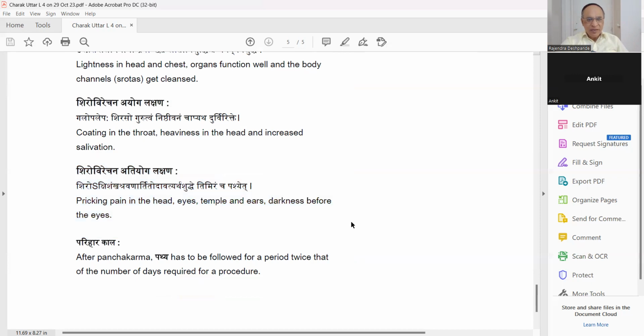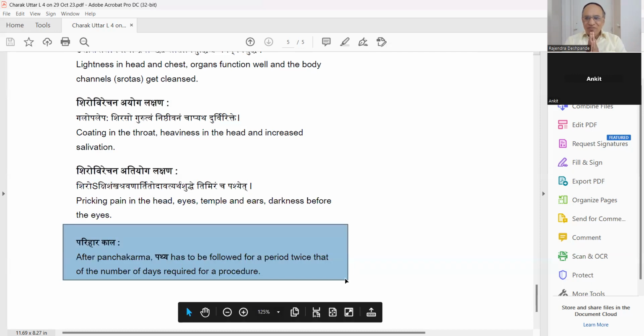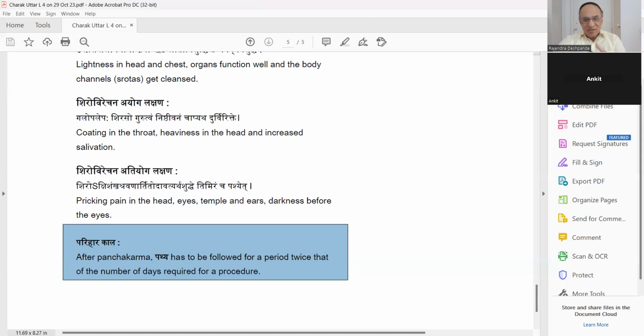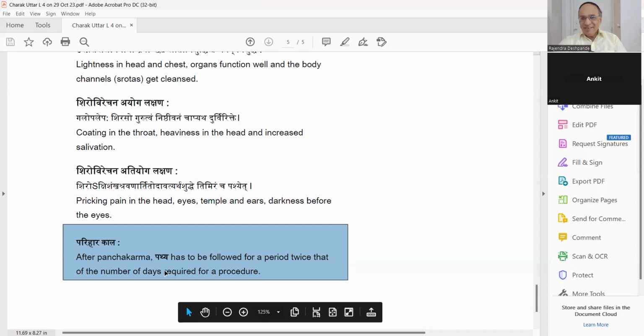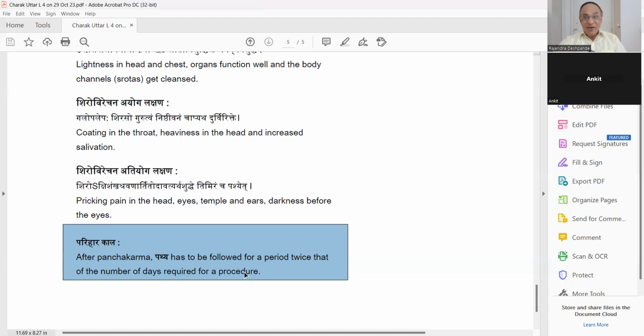And next point is Parihara Kala. Will you please write down this word, Parihara Kala? After Panchakarma, maybe after Vamana, Virechana, Basti or Nasya, pathya has to be followed for a period twice that of the number of days required for the procedure. Are you getting my point? I will explain. Parihara Kala is important. How many days after Panchakarma should one take care?